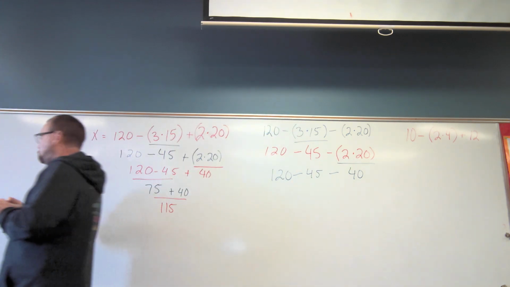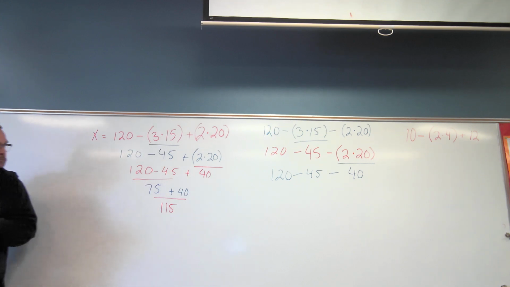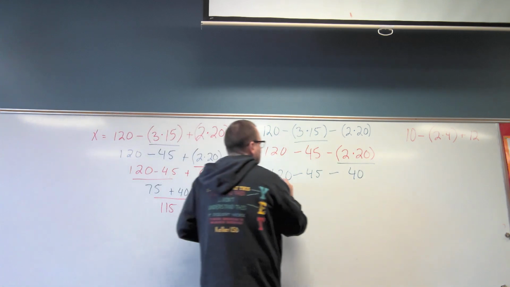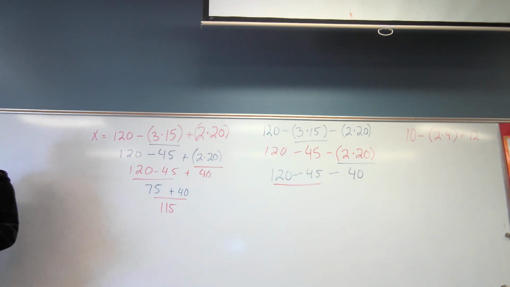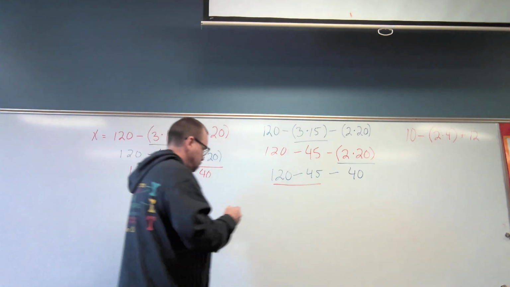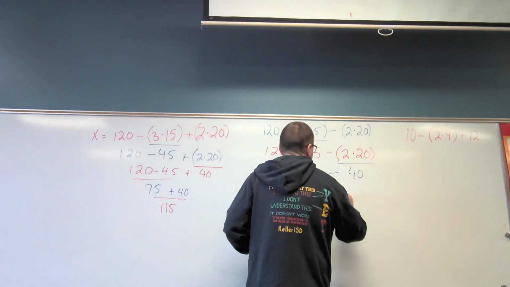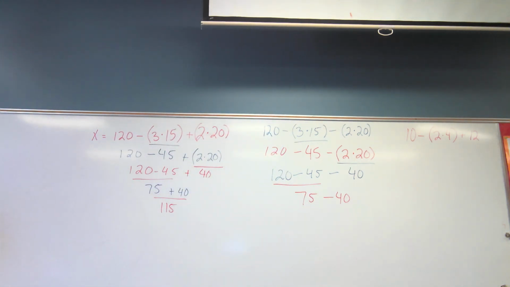All right, now we have 120. We subtract 45. We subtract 40. Drea, where do I go next? Good. 120. Subtract 45, which is what, Drea? 75. Then we subtract 40, which is what, Carter? 35.